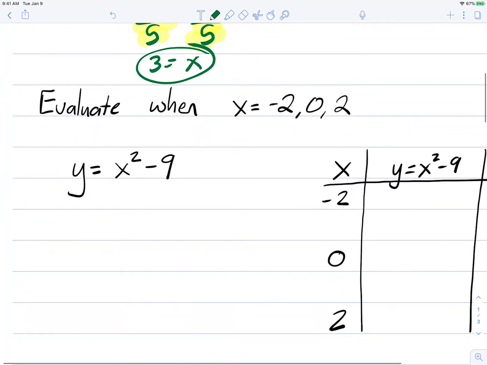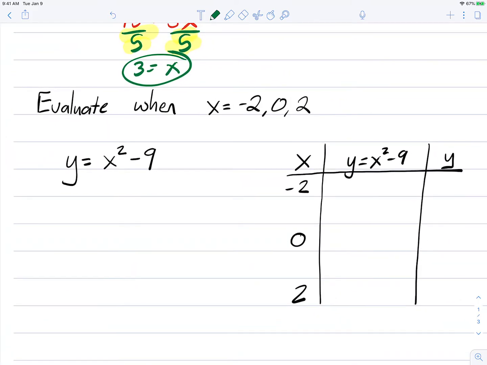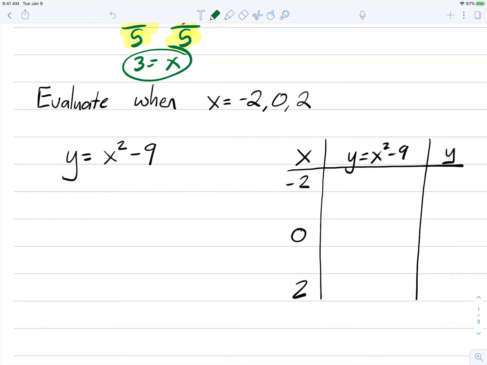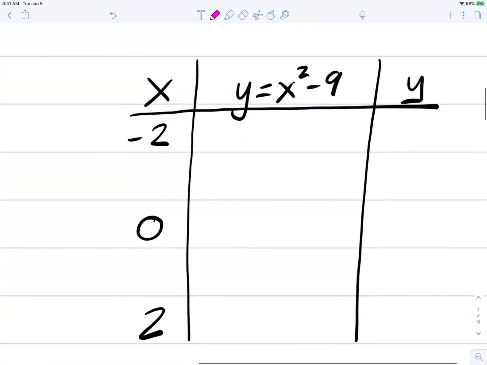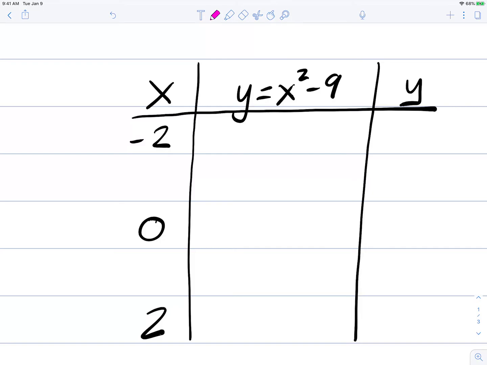Okay, evaluate when x equals negative 2, 0, and 2. So our equation for this one is y equals x squared minus 9. And it tells you to use a table to basically show all of your work. So this is what the table looks like. The middle part is where you show your work.